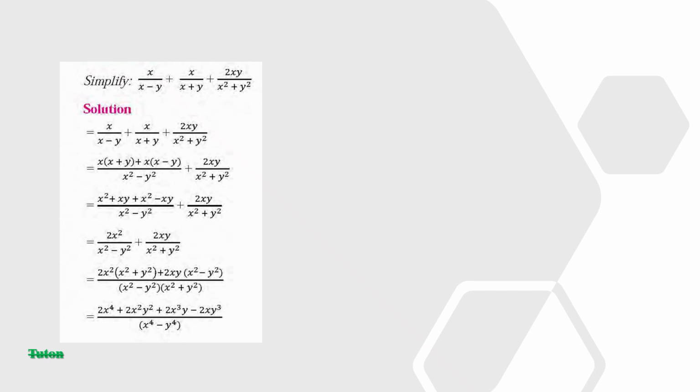Let's move on to this question, which also says to simplify this equation. Here we can see x minus y and x plus y. After we take the LCM, it will become x squared minus y squared, and we work with the crisscross method. This term will multiply this term, and this x minus y will multiply x. We have here x multiplied by x plus y, plus x multiplied by x minus y.